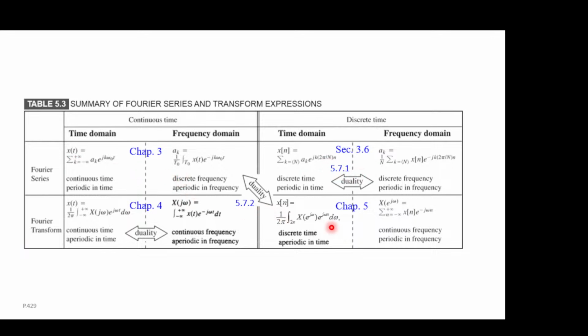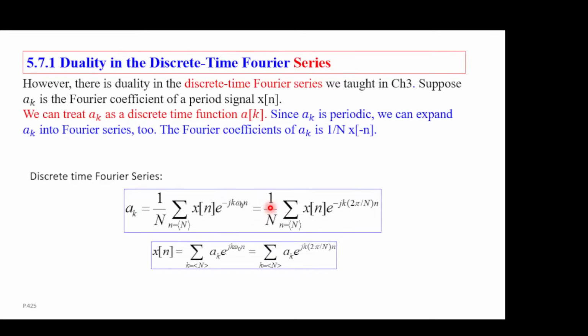And there's another duality that's actually between the continuous time Fourier series and the discrete time Fourier transform. Because this x[n] is like this a[k], a discrete periodic function, and this is also a discrete periodic function. And this big X is a continuous periodic function. This x(t) is also a continuous periodic function. You remember? So that's what we go do in 5.7.2. Okay, so let's first look at the duality in discrete time Fourier series.